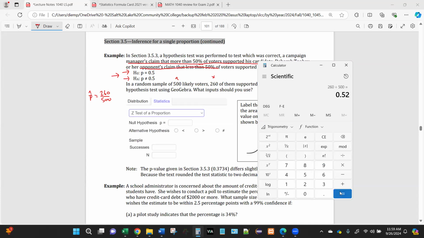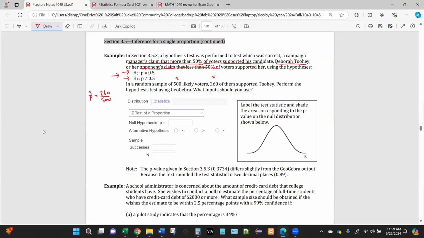So we're looking at about 52%. It's a pretty tight race there, right? We don't have a super clear leader anyway. So 52% is not 50%. It is indeed not equal to 50%, but are the results convincing to you? Are they convincing enough so that you can reject the null in favor of the alternative?